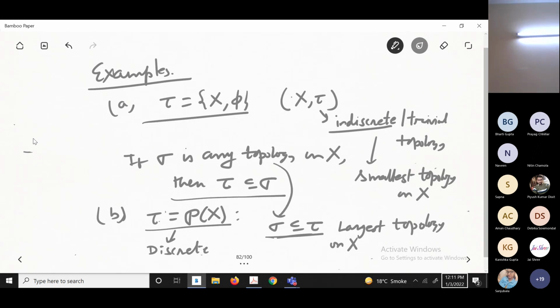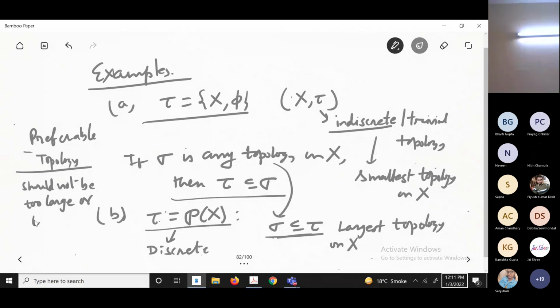The preferable topology should not be too large or too small. That should be the goal. You will gradually understand why it should not be.